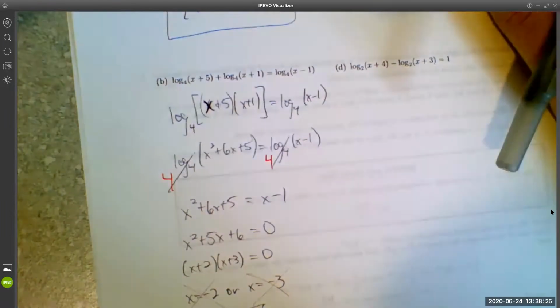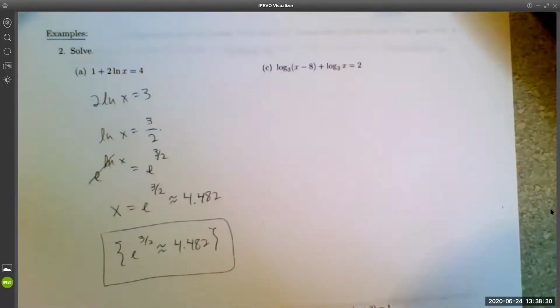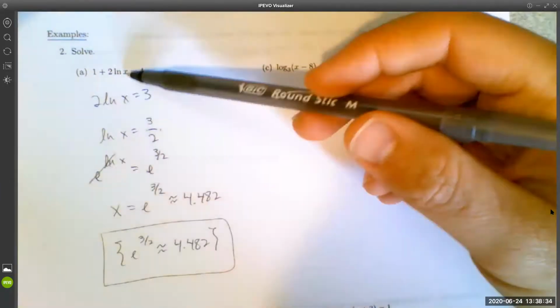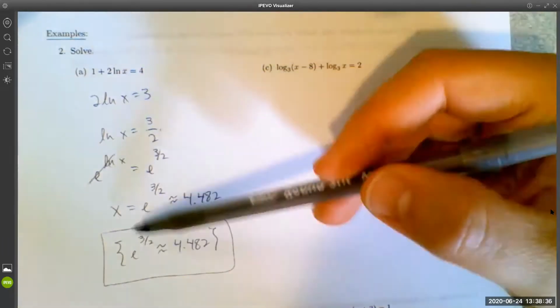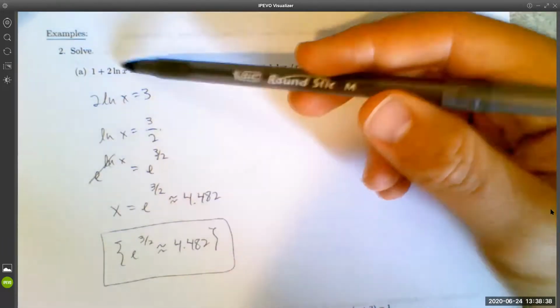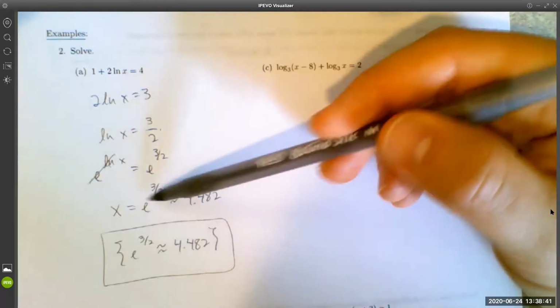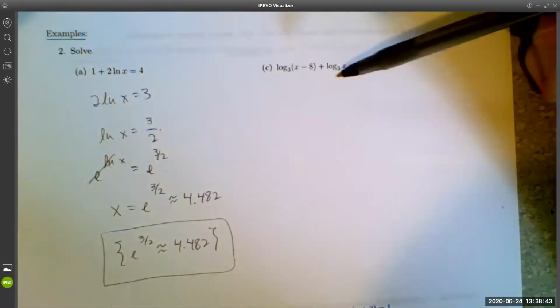Okay. Let's do another one. By the way, if you check this one here, it's going to work. It's going to be fine, right? When you plug in e to the 3/2 power, you have a positive argument. So this solution is perfectly fine. But let's talk about part C.